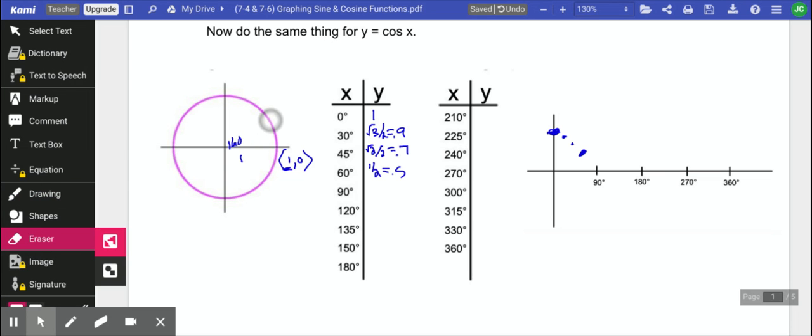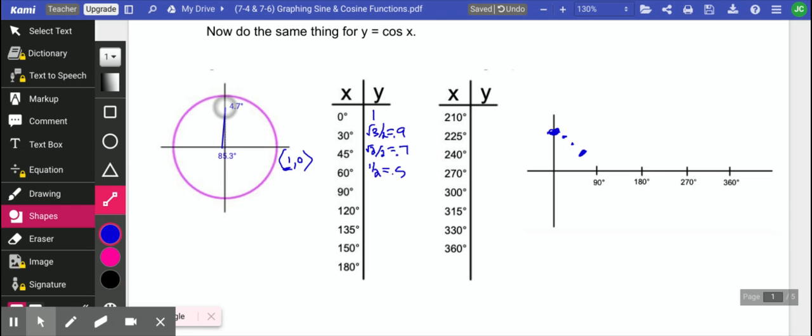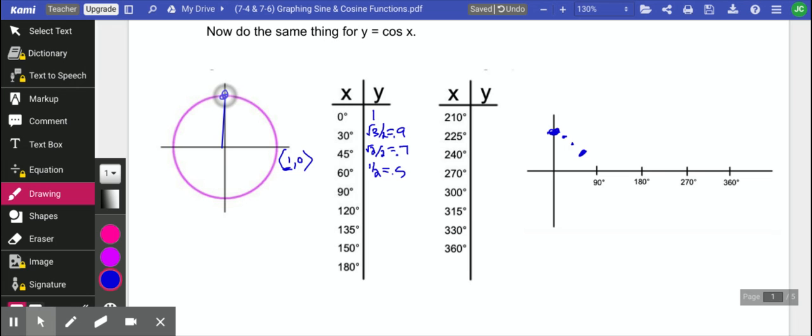And then we have 90 degrees. So 90 degrees is straight up here. Very hard to draw a triangle with that. So instead of drawing a triangle, we'll think about the coordinates, (0, 1). And cosine is the x coordinate. So 90 degrees, 0.